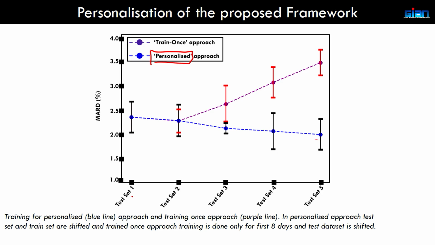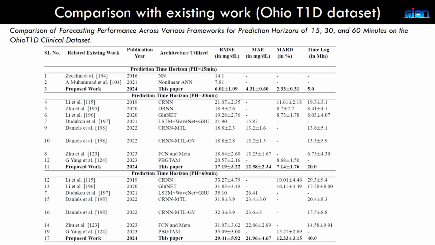So this is actually days. Okay, so each test set is actually 5 days. So like this, test set 1, test set 2, test set 3. So if you update your AI model after 5 days, it performs well. Otherwise, if you don't update, the MARD actually keeps on increasing.